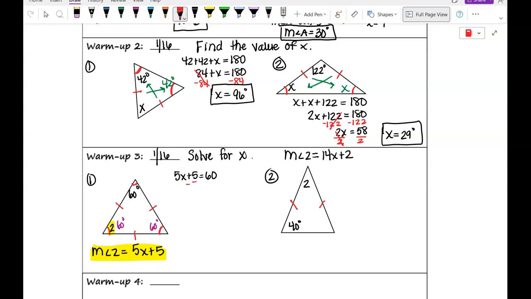So if I subtract 5 from both sides, I get 5x equals 55. Divide both sides by 5. And what does x equal? 11. But again, I have to be able to distinguish between an isosceles triangle and an equilateral triangle, and I have to know, what does that mean?